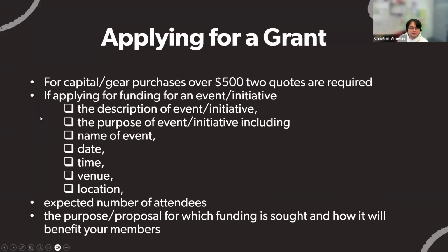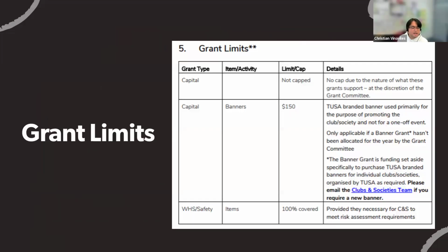So for capital gear, again, as I mentioned, you just have to apply for funding for that event with the description, name, event, time, venue, location, expected number of attendees, and also the purpose for which it is sought, which is what you've seen in that form.